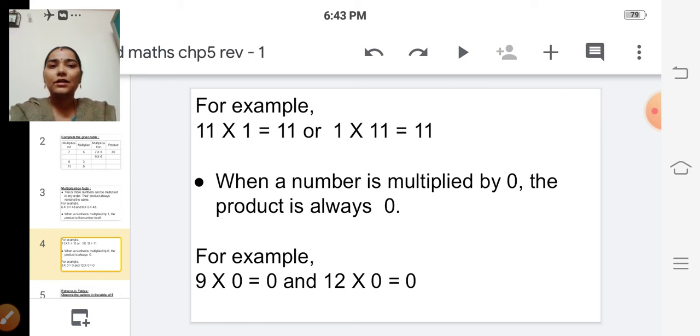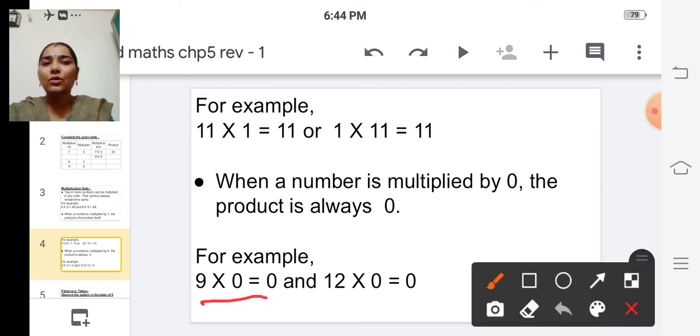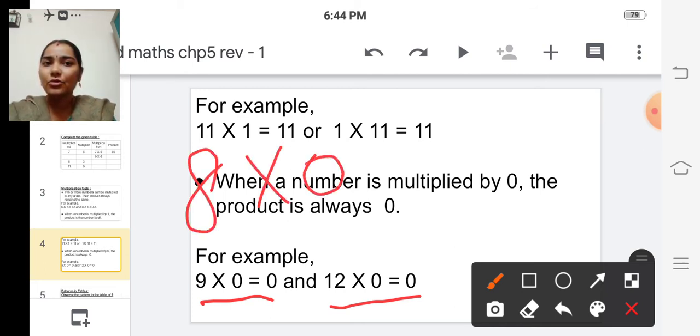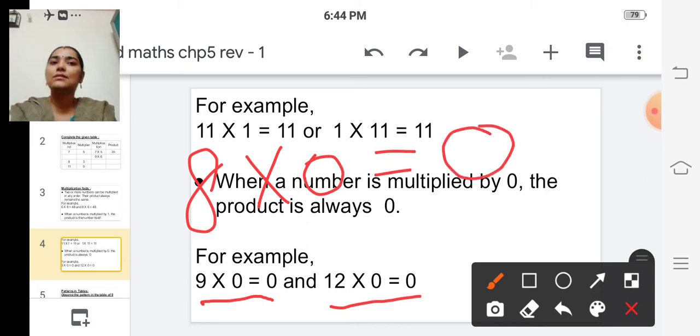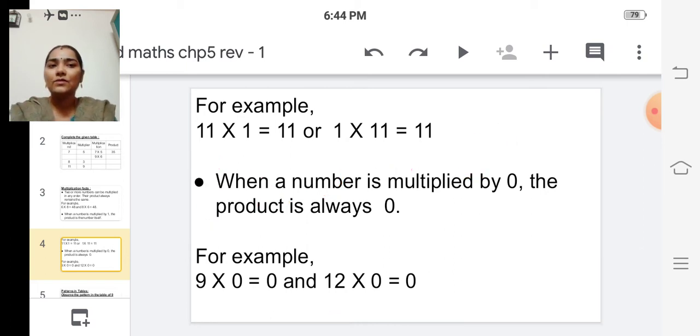The third one is when a number is multiplied by 0, the product is always 0. When a number is multiplied by 0, the product is always 0. For example, here 9 into 0 is equal to 0 and 12 into 0 is equal to 0. So if we multiply any number by 0, then the product is always 0.